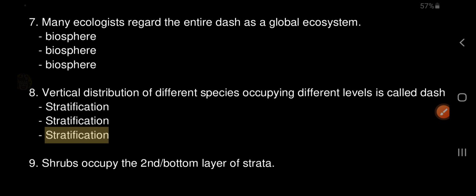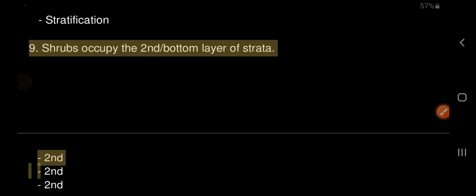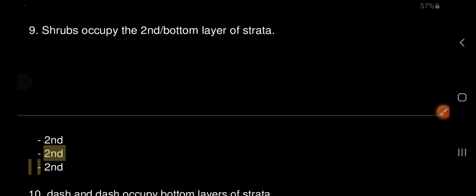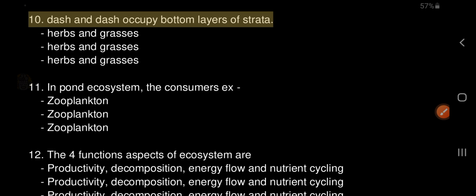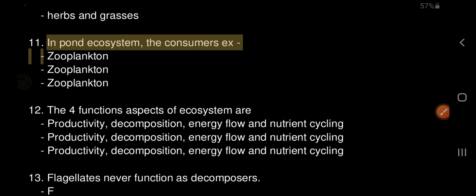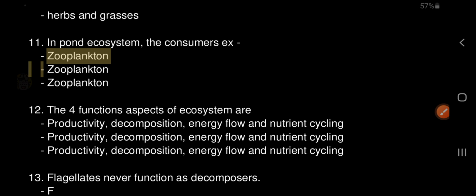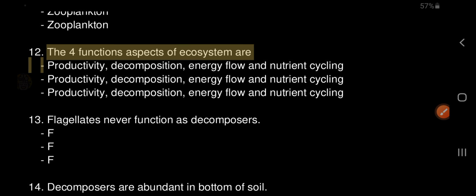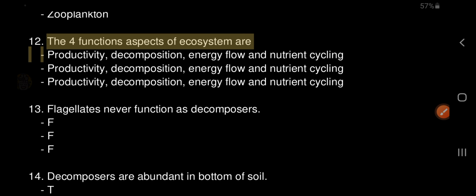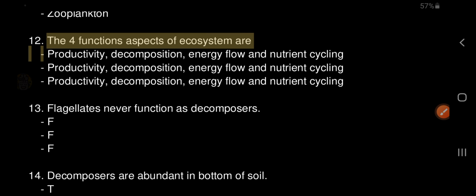8. Vertical distribution of different species occupying different levels is called dash. Stratification. 9. Shrubs occupy the second, bottom layer of strata. Second. 10. Dash and dash occupy bottom layers of strata. Herbs and grasses. 11. In pond ecosystem, the consumer is X. Zooplankton.